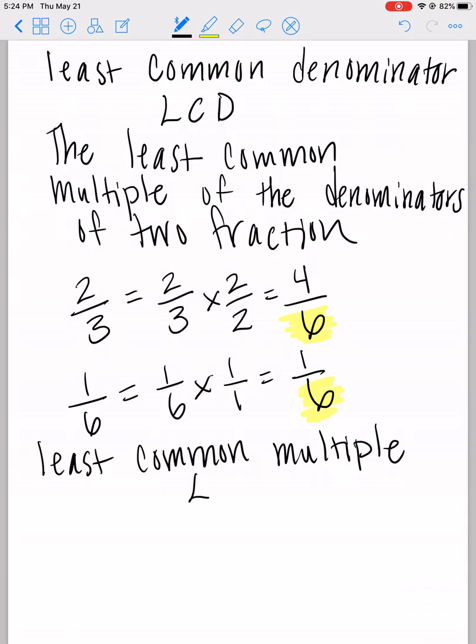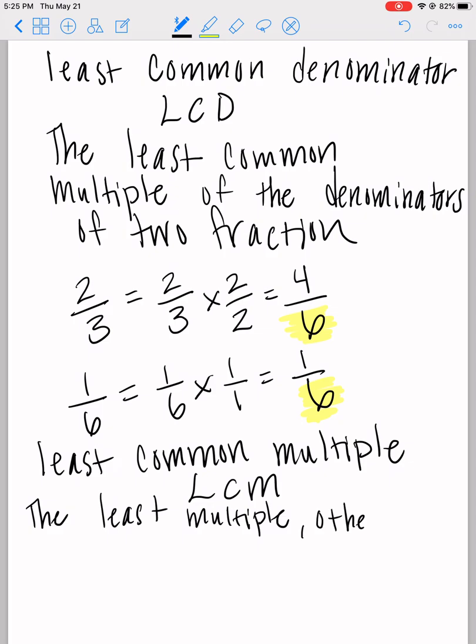And we're going to call that LCM, least common multiple. The least multiple other than 0 common to sets of multiples.